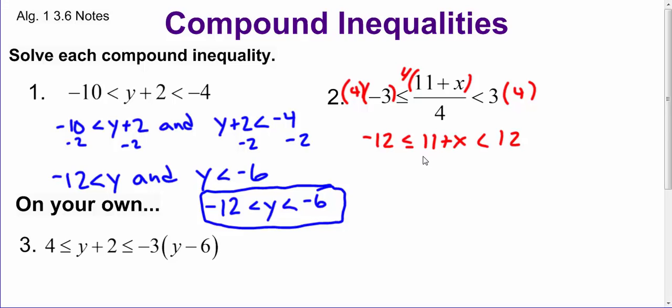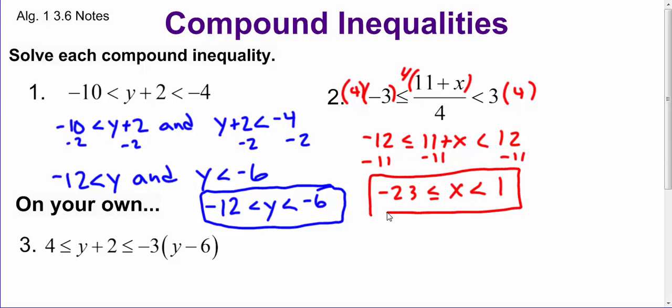And then, as you know, if you have 11 plus x, you would need to subtract 11. So normally we say we'll just subtract it from both sides. In this case, we're going to say from all three sides. So negative 23 is less than or equal to x, which is less than 1. Now, go ahead and give it a shot on your own on number 3. I have to caution you, though, the second method I've shown you will be problematic here. So we're going to use the first method. Break it apart and solve.